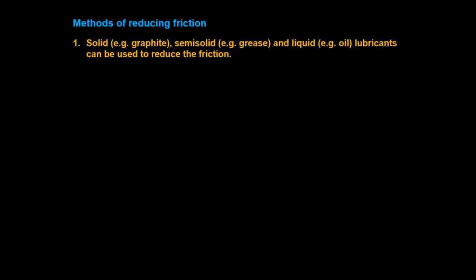We can reduce friction as well. So, the methods of reducing friction. The first one goes like this. Solids like graphite, semi-solids like grease, and liquids like oil, which we call lubricants, can be used to reduce friction.